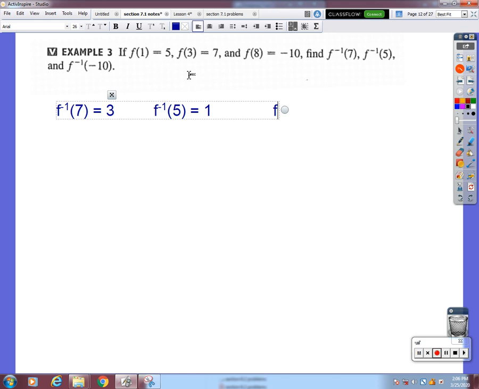And finally, if we wanted to figure out what f inverse of -10 is, again, we would be asking what value we would have to plug into the original function to get -10 as the answer. And you can see from this right here that that answer would be 8.